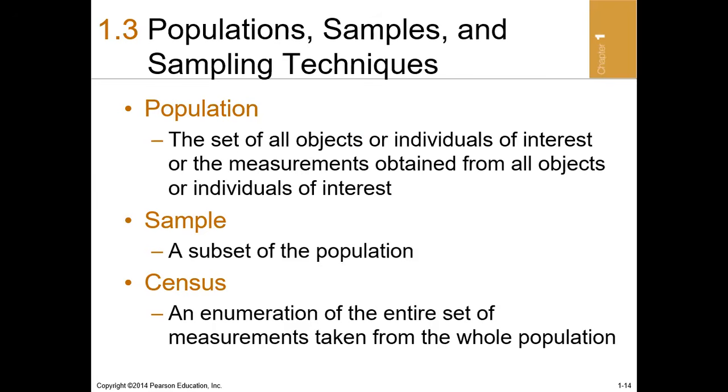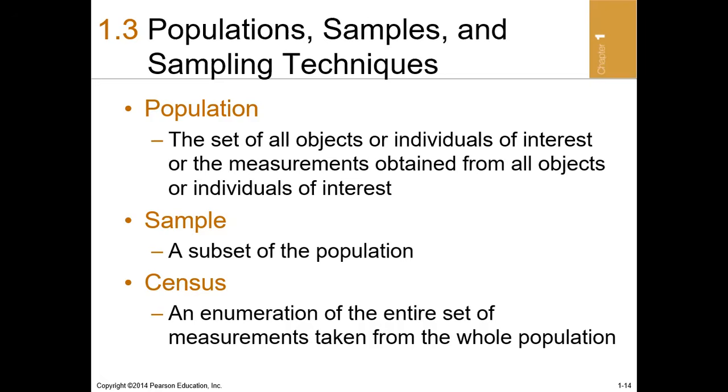Now, when we talk about a population, a population is a set of all objects or individuals of interest, or measurements obtained from all objects or individuals of interest. So for instance, if I'm doing research on school of business students, the population becomes all school of business students, all of them. Now, if I cannot reach all of them, I can use a subset of the school of business students to represent all of them. So a sample, in essence, is a subset of the population, all right?